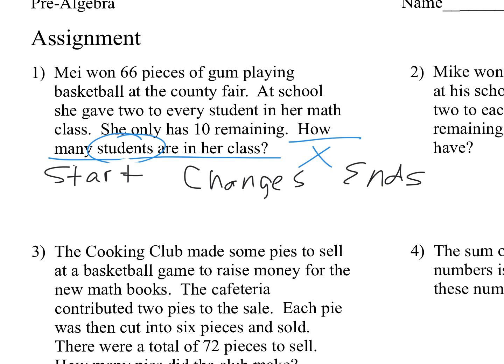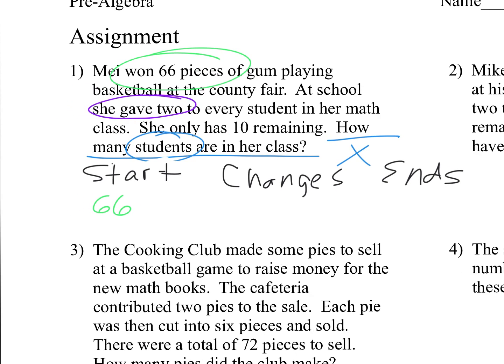So she won 66 pieces of gum playing basketball at a county fair. At school, she gave 2 to every student in her class. So the start of the problem is that she won those 66 pieces of gum. And after that, it says that she went to school and gave 2 to every student in her math class. So that means she started with 66, and let's think about what happens when she gives away gum to the kids in her class. It decreases, right?